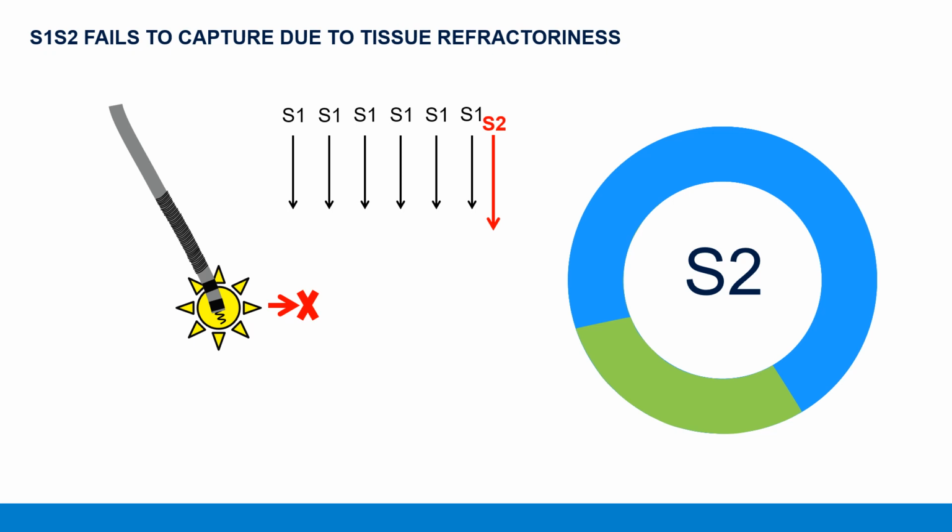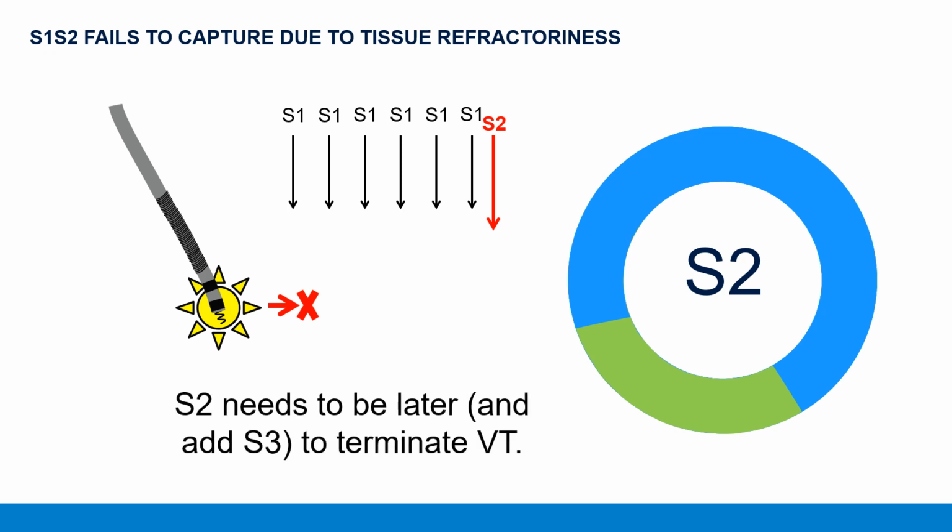So if we were to alter this anti-tachycardia pacing scheme in order to try to terminate VT the next time, the S2 pulse would have to be later so that it actually came at a time that the tissue was excitable. And then we could add an S3 a little bit faster when the tissue had a little shorter refractory period in order to penetrate into the excitable gap at the right place and time.